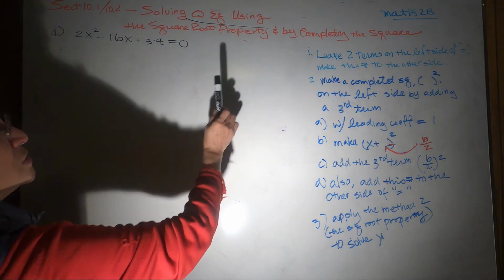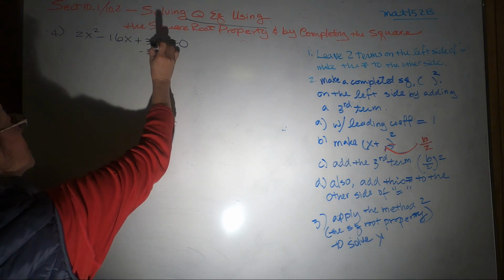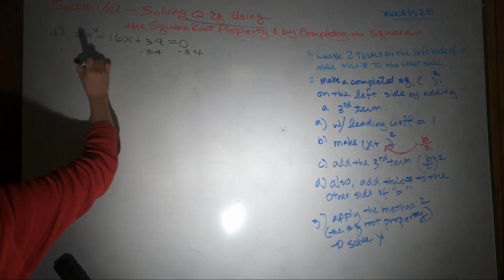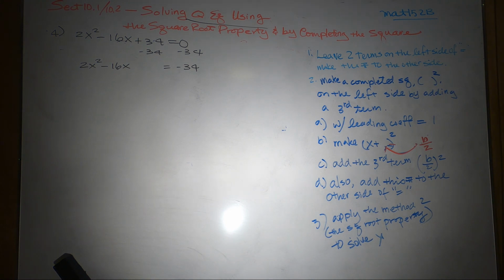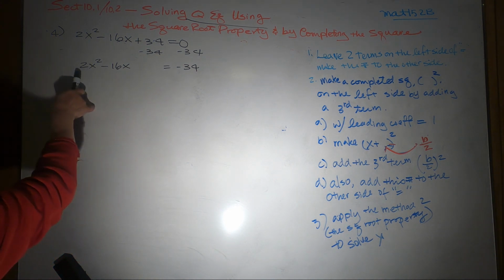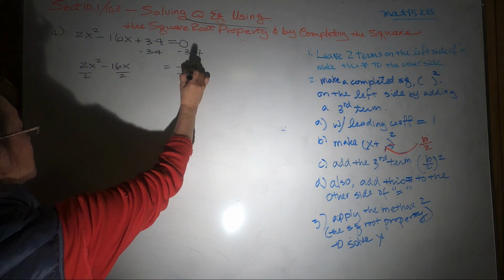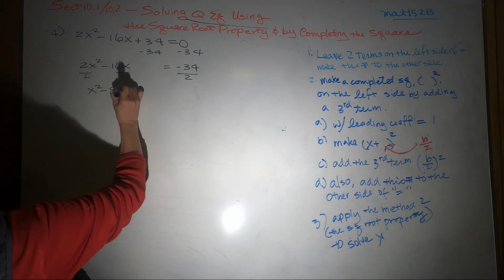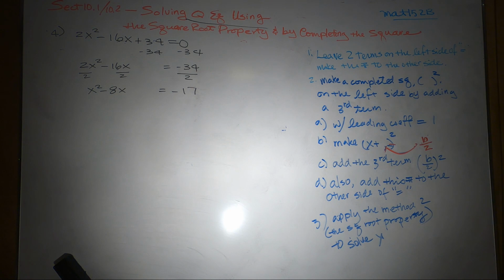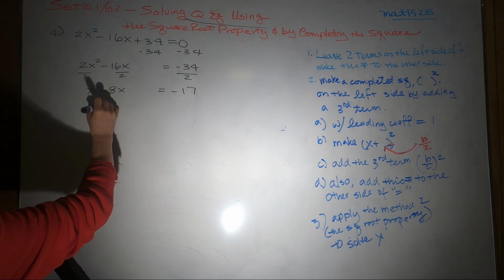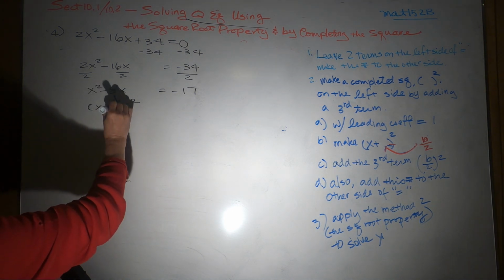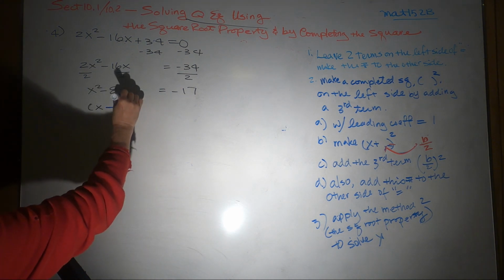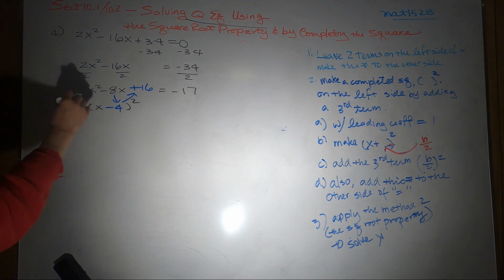So first, leave 2 terms on one side. So we are going to move this away, right? 2x squared minus 16x, maybe 34, right? The next step, make this side a complete square, with the leading coefficient 1. So we divide it by 2, that would be x squared minus 8x equals negative 17, right? Then we need a third term to complete the square. So, which number? Half of b, which is -4, right? Then when you FOIL, then you should have 16 here to make a complete square.